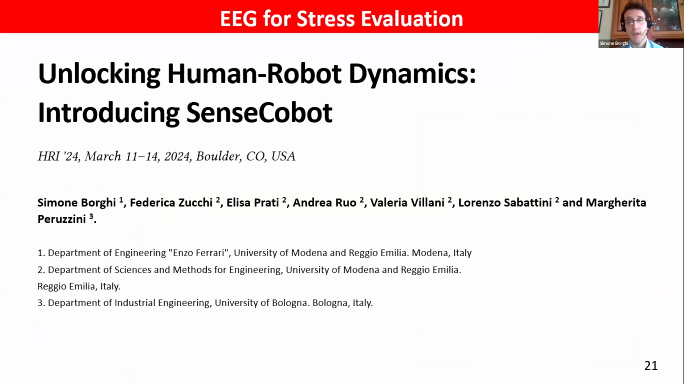Well, now that we are aware of the metrics used in stress analysis, let's put our hands on a practical case of Industry 5.0, an analysis of a collaborative robotics scenario, and in particular the impact of programming a cobot on stress level. In practical terms, I will dive into a recent project of mine and my colleagues that was presented at the HRI conference in Colorado. The project revolves around SenseCobot, a multimodal dataset consisting of psychophysiological signals, including EEG signals, and subjective evaluation gathered from 21 operators engaged in cobot programming tasks.